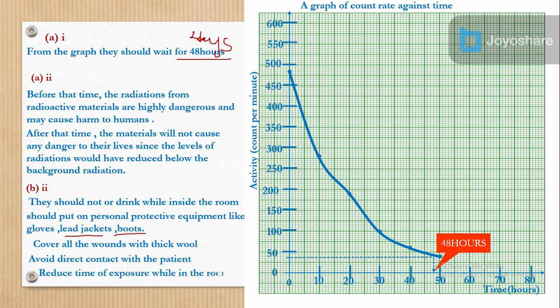So this is about time of exposure while in the room, and it is very practical. You realize that when you go for an X-ray in a hospital, the doctor doesn't keep himself inside that room. He is always out. It means that these radiations can't be seen by your naked eyes, but they will be killing you unknowingly. Let's now proceed.